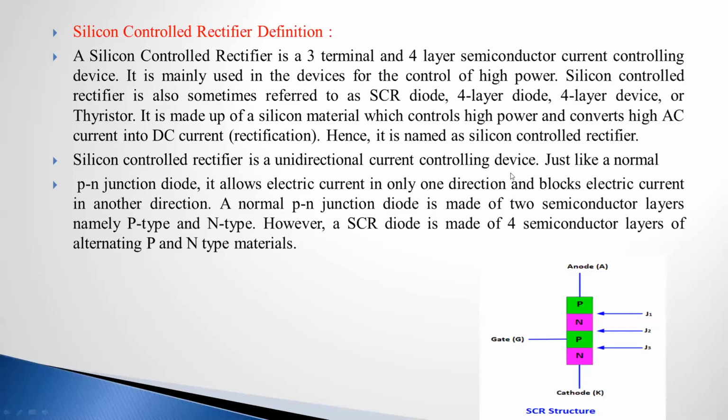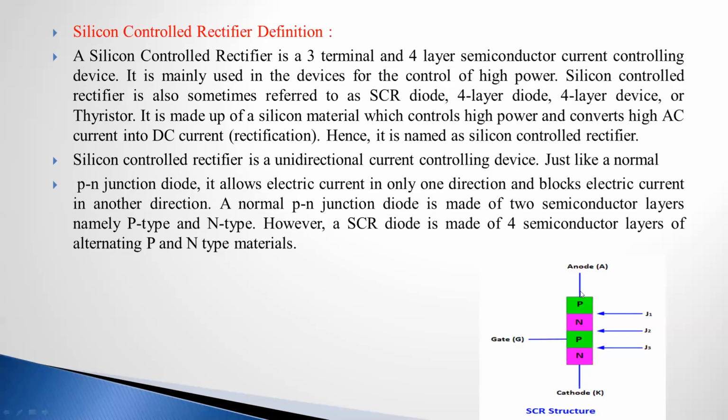It is also unidirectional. The SCR will allow the current from anode to cathode only. It will not allow the current from cathode to anode.